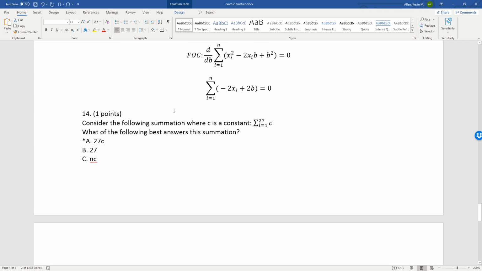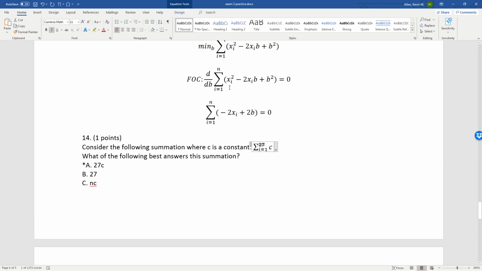Question 14 is just a little bit of an "are you paying attention" kind of question, and how well you understand what these symbols mean. C is a constant, and this sum goes from 1 to 27. It doesn't go to n like the other summation signs that we've dealt with. This has a specific endpoint. So what this is, is C added together 27 times. So the answer for this is 27c.